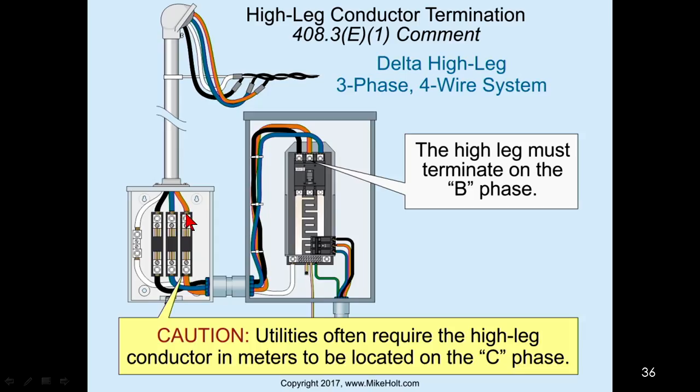The code says the high leg is on the B phase of panel boards. Nothing to do with meter enclosures, nothing to do with disconnecting means. We have to make sure that we are aware when we read the code what it applies to. So like you said, Brian, that was brought up by one of the streamers, so you've got to be aware. Is it a good practice? Probably to put it on the B phase in the disconnect? Sure. Why not?